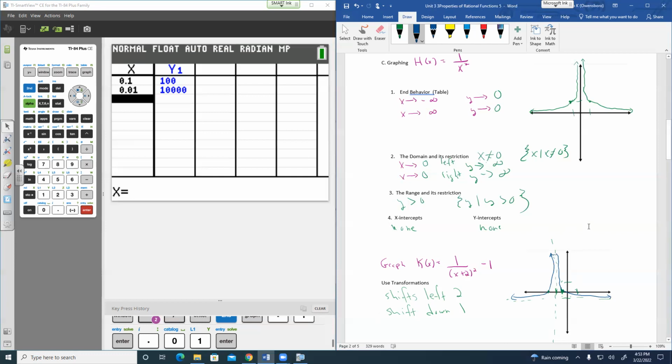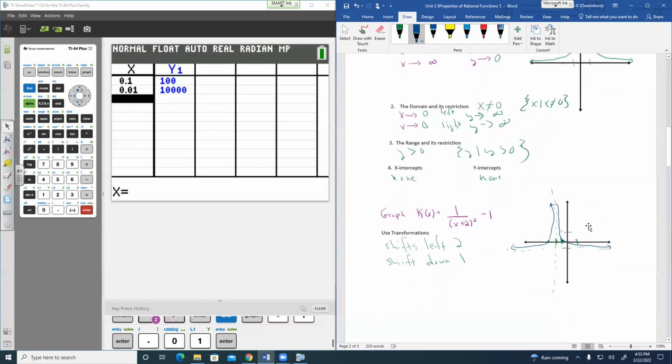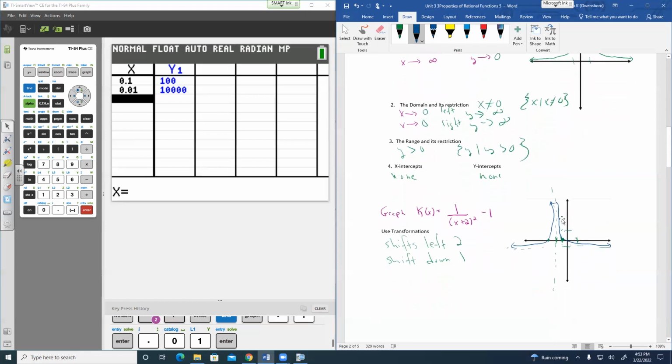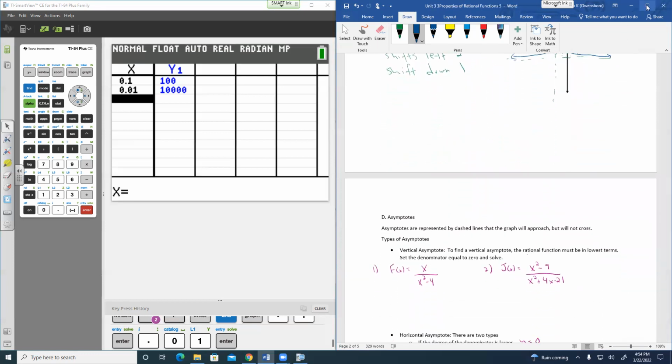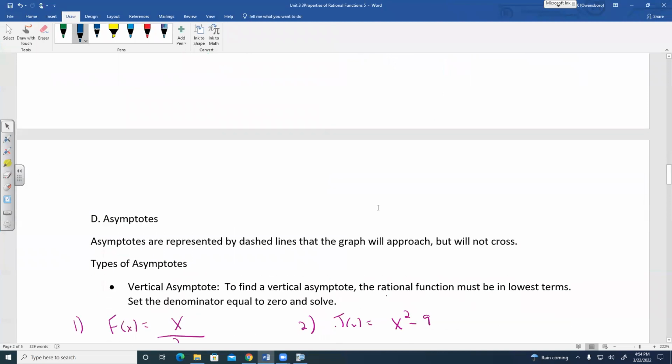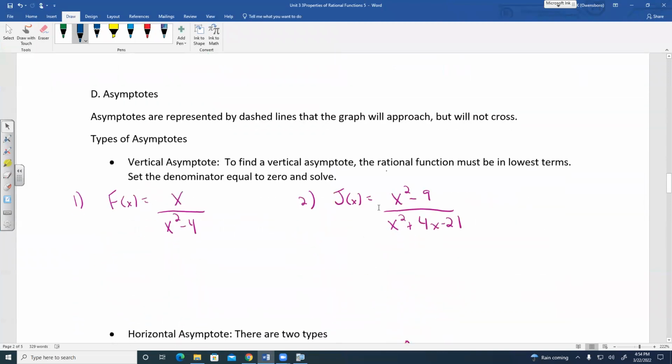So that's what we're going to be moving into in this next lesson: we're going to be drawing these graphs that are going to have these boundary lines. So speaking of boundary lines, let's look at what we call asymptotes. These asymptotes are what we refer to as the boundary lines.